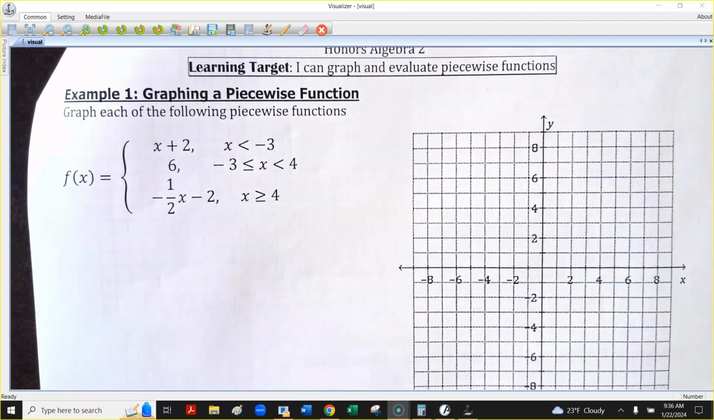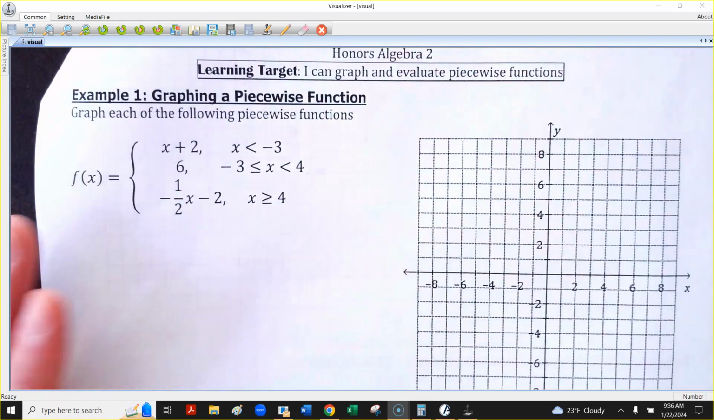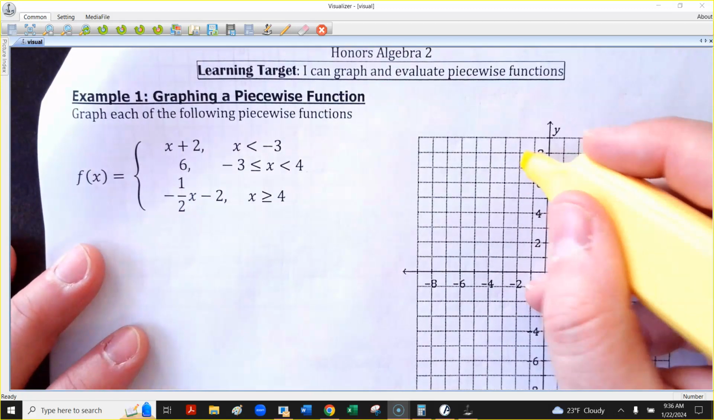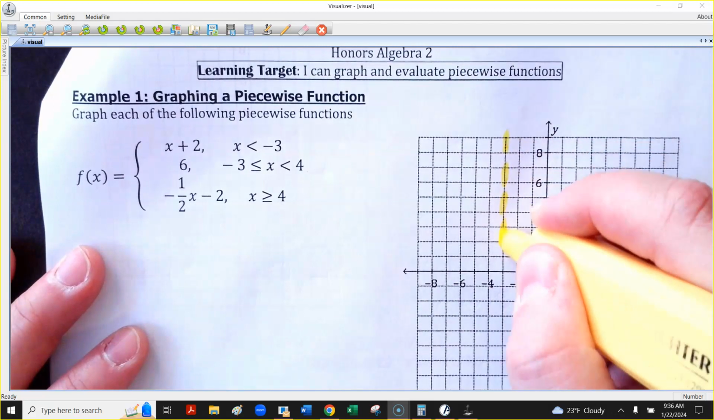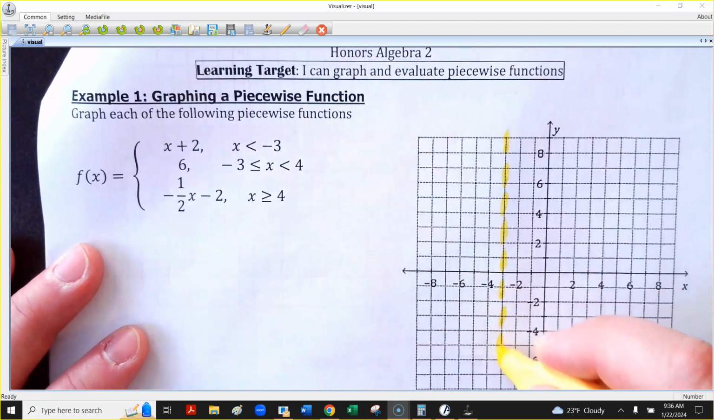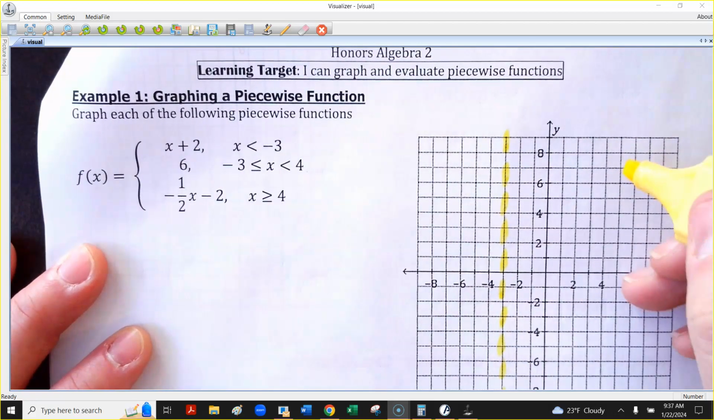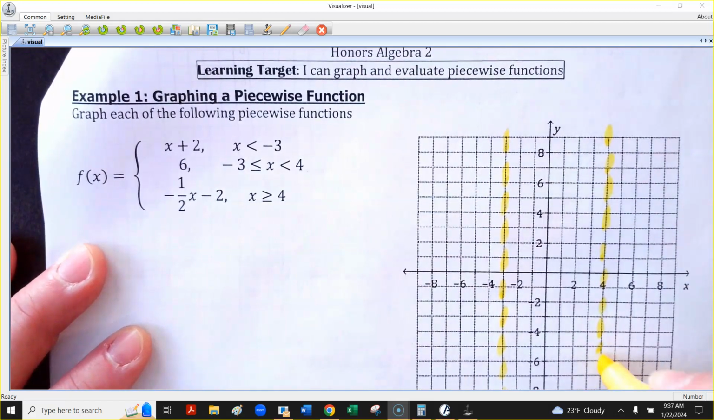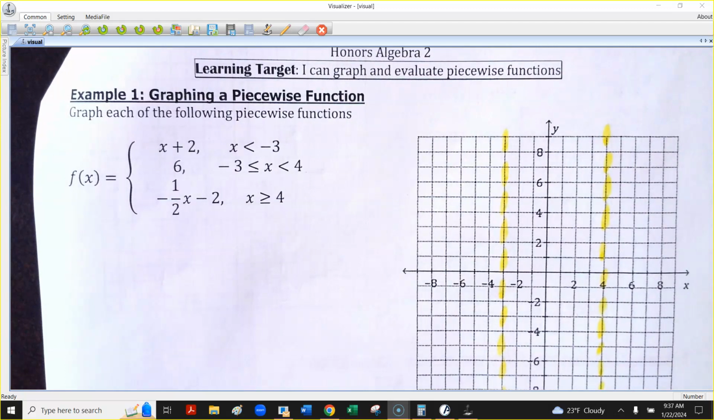Okay, first thing I'm going to do, I'm going to use these little inequalities. And I'm just going to draw a vertical line at the numbers I see in the inequalities, because this is where we're going to switch between the pieces. So I'm just going to make a little vertical line at -3, and I'm going to make a little vertical line at 4. So this is where we'll switch from one piece to the other, just so I know.